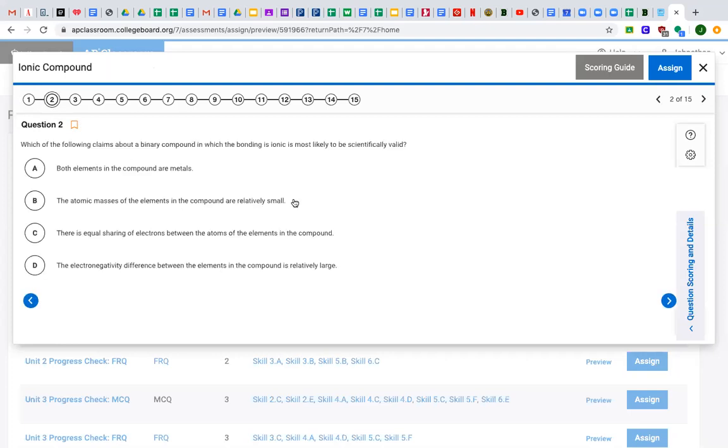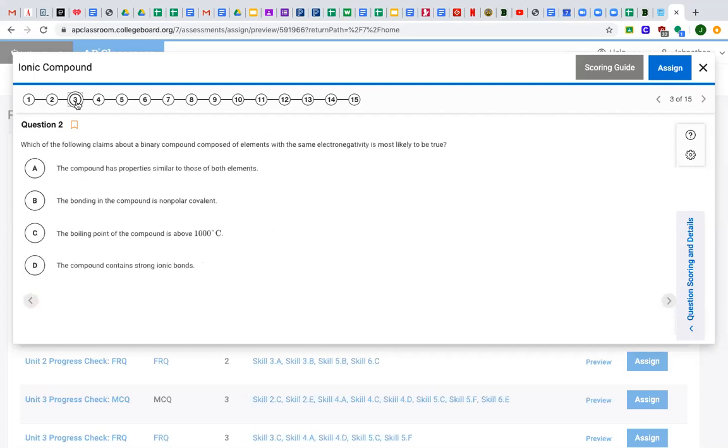All right. Which of the following claims about a binary compound in which the bonding is ionic is most likely scientifically valid? Okay, Caton, what'd you get? Okay, that one I got D. The electronegativity difference is relatively large. Yeah, exactly. That's between a metal and a non-metal, and there's always a huge electronegativity difference. Is that what you also got, Rainisha? Yes. Very good. We're moving on.